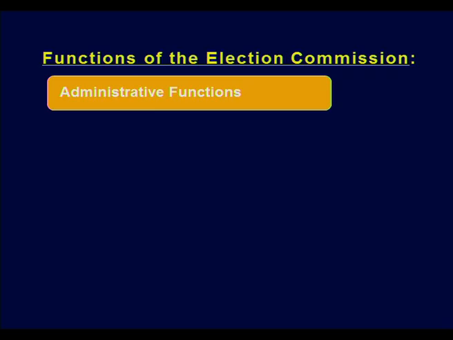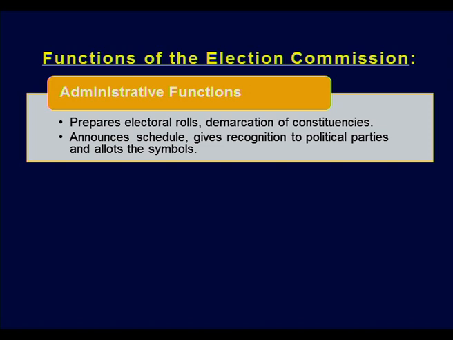So, in this regard, Election Commission has a very important role while conducting the elections in the country. Now, let us see some of the important functions of the Election Commission. There are administrative functions such as preparing the electoral rolls and demarcation of constituencies. Demarcation means setting boundaries for the constituencies, and it also announces the schedule, that means the timetable for the elections, gives recognition to political parties and also allots the symbols.